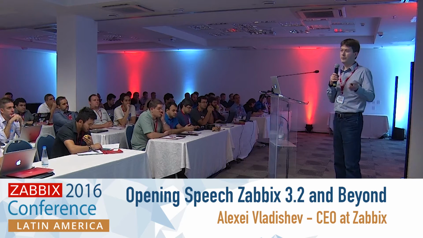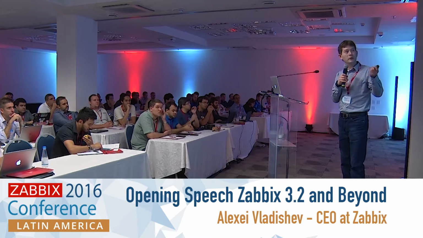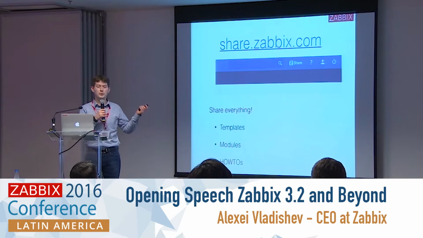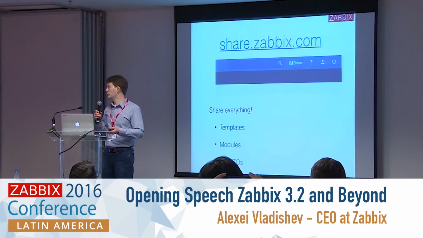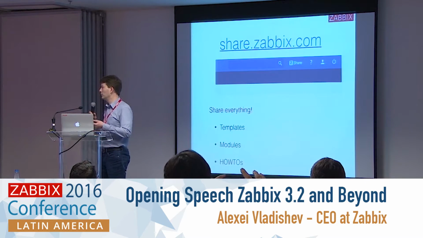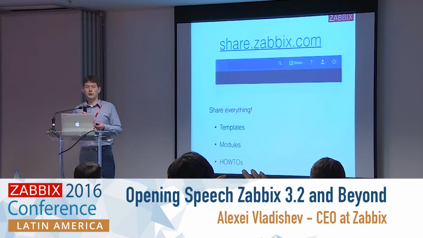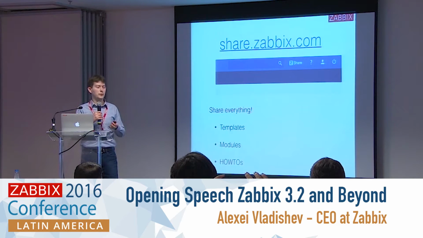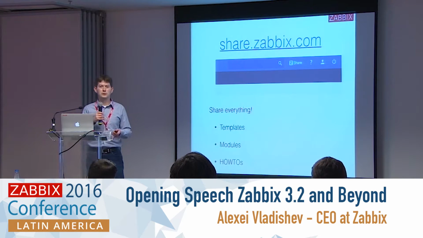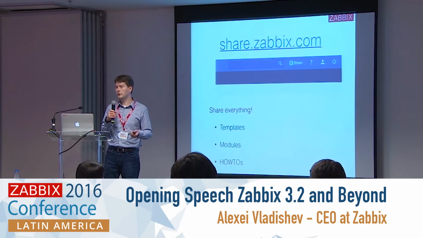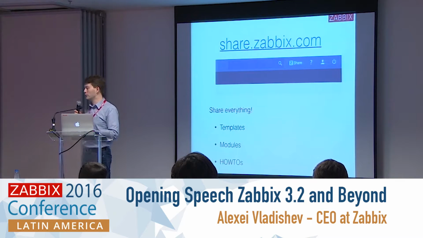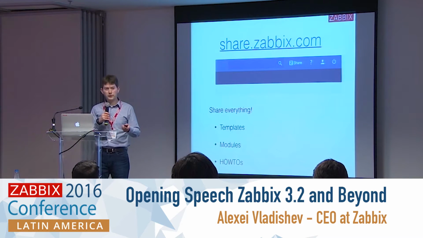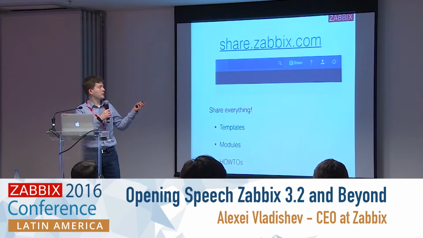If you install Zabbix 3.2, you click on Share, you go straight to share.zabbix.com, and you may find templates there. For example, you'd like to find a template to monitor a specific Cisco device, or you'd like a solution for integrating Zabbix with a service desk, or Telegram or Skype, whatever. You may go to share.zabbix.com and try to find the solution there. And it's very easy to start working with share.zabbix.com.